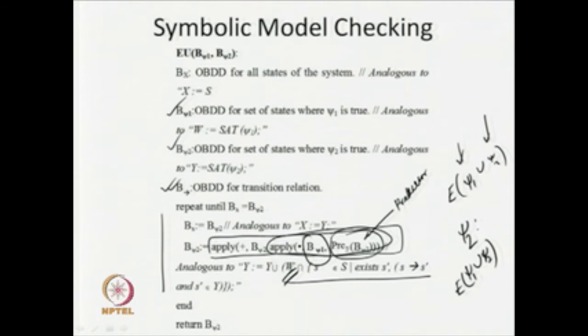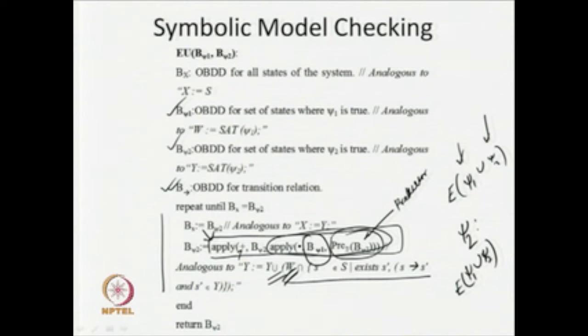So, these are the states where it is true, and now I am going to use this apply plus, that means I am going to do the union operation. That means, first we are collecting the states where psi 2 is true, and we say that psi 1 until psi 2 will be true on those particular states. Now, we are collecting new, more states. So, we are going to use the union operation, adding them to this particular set. This union operation has been performed by this particular apply plus operation.